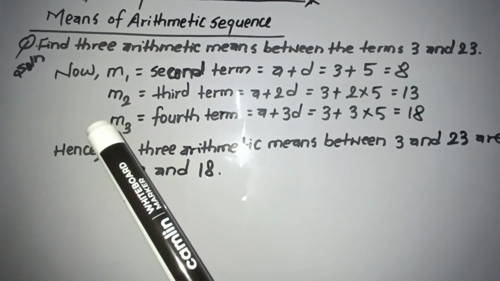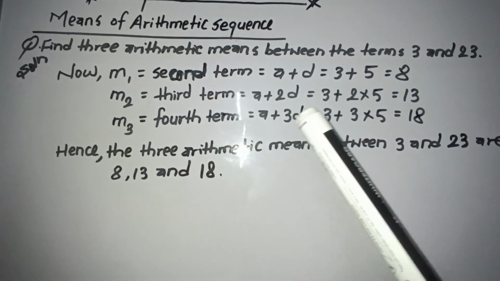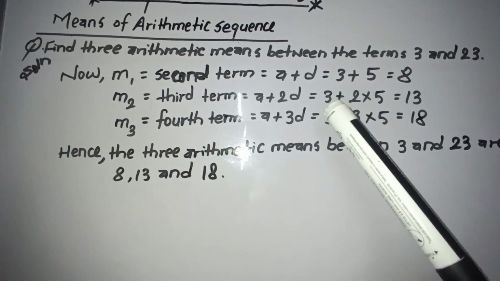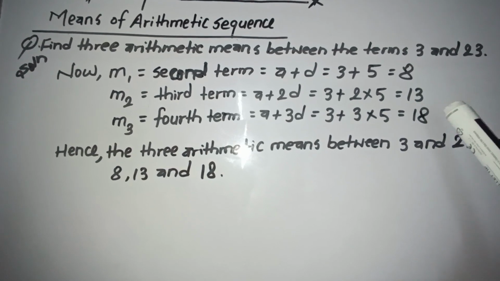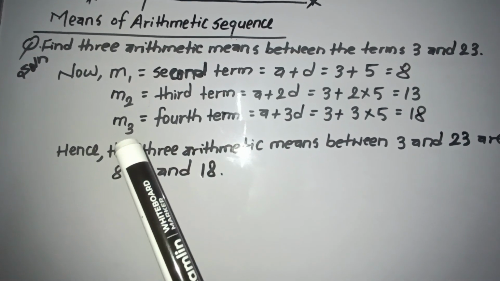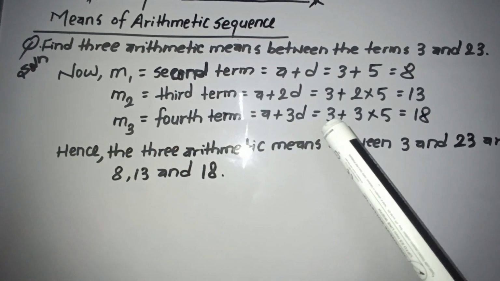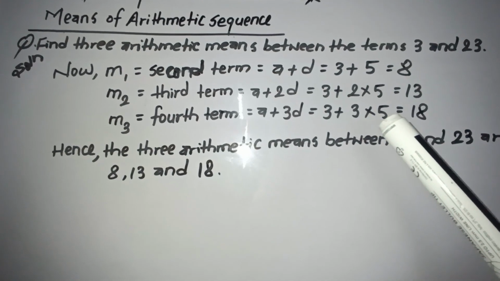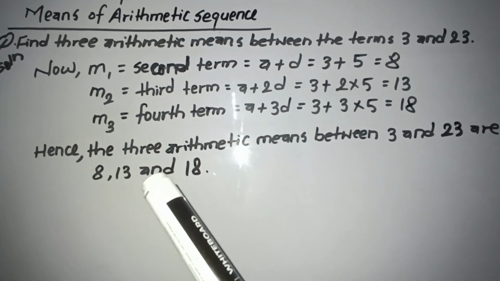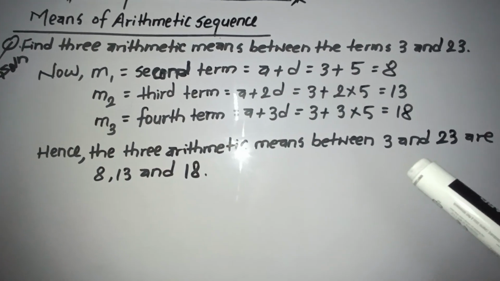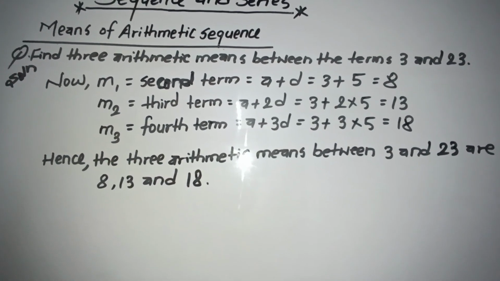Similarly, the third term, or the second arithmetic mean, is equal to a plus 2d, which is the first term plus 2 multiply 5, equal to 13. Similarly, the third mean, or fourth term, is equal to a plus 3d, which is 3 plus 3 multiply 5, equal to 18. Hence, the 3 arithmetic means between 3 and 23 are 8, 13 and 18.